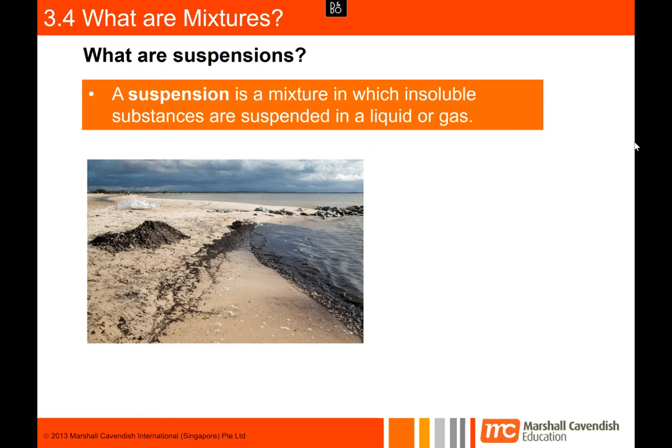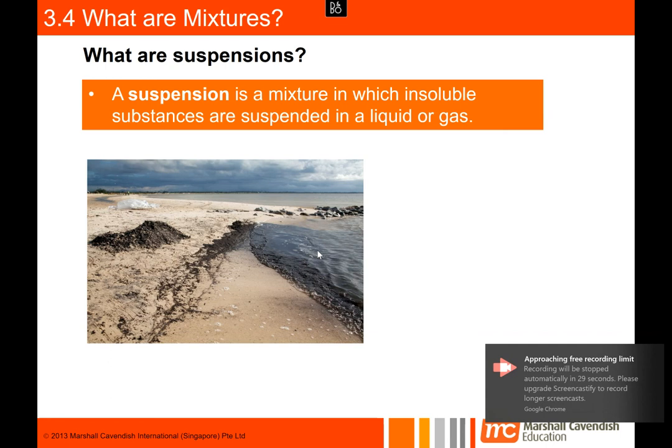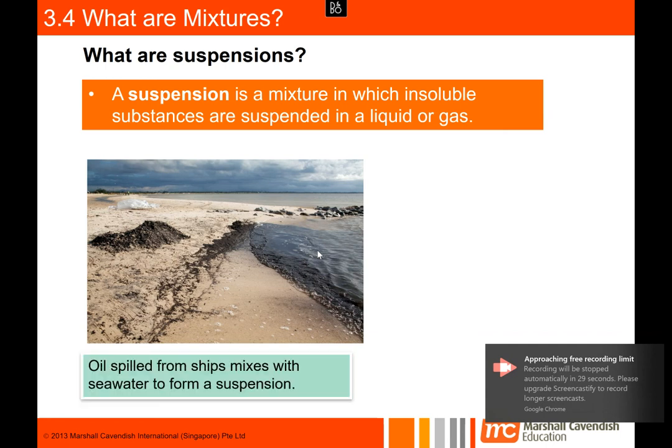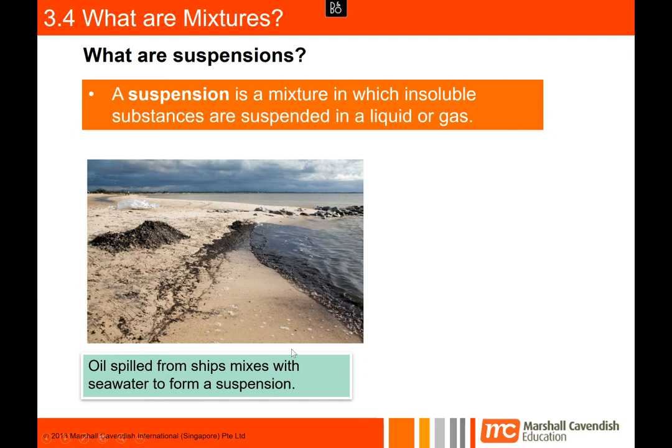Now, how about suspensions? A suspension is made of insoluble substances, meaning that the particular solute cannot dissolve. They just stay there. For example, seawater. That's why we show you this example. Seawater has sand. This sand mixed with water cannot dissolve. It will remain suspended in the liquid or in a gas. An oil spill as well. When oil spills into water, it will mix with seawater to form a suspension. In the next video, we'll learn how to tell whether a mixture is a suspension.